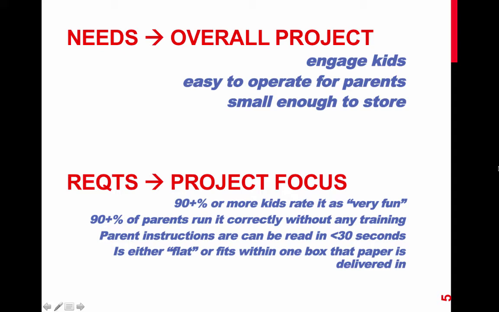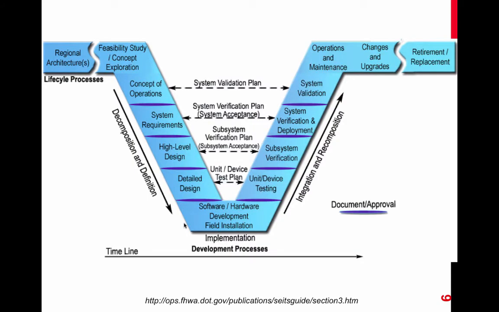Ultimately, were kids having fun? Could parents operate it? Was it small enough to store? And all those other broad needs or objectives of the overall project, are they met or not? And there's a really common way that this distinction between verification and validation is represented. This is called the Systems Engineering V diagram, and you start on it up here on the far left.